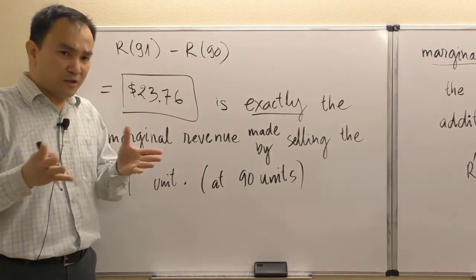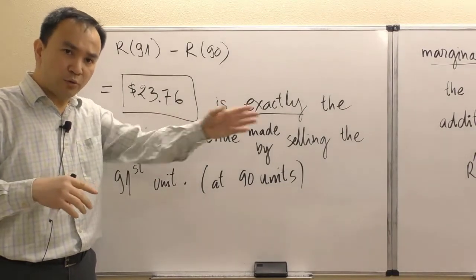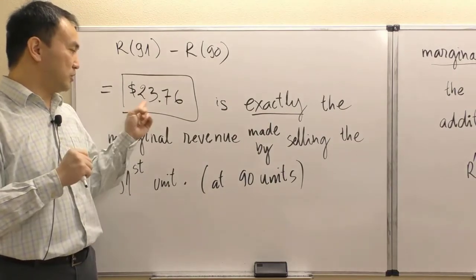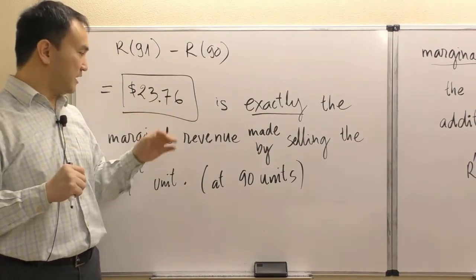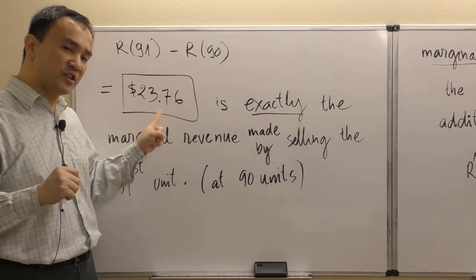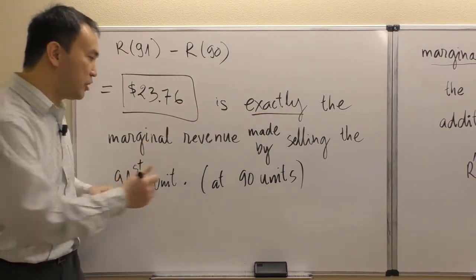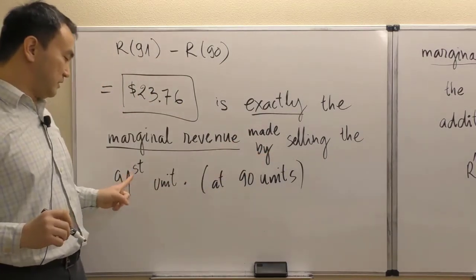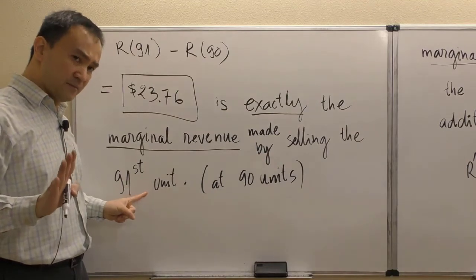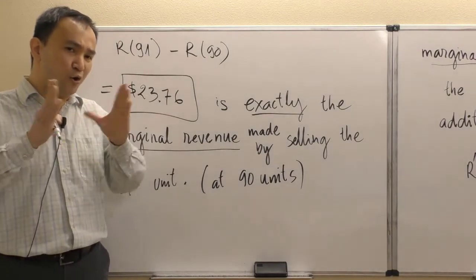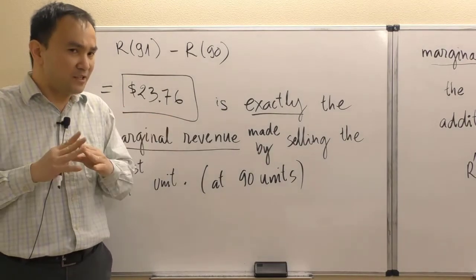Notice how close they are. It's only 4 cents away. 23.8 that we found by the derivative work, and now 23.76. Just earlier, I called $23.76 exactly the marginal revenue. It's the marginal revenue made by selling the 91st unit. It's the exact. So I'm already bringing up how close the two answers are, and that's the way it is.